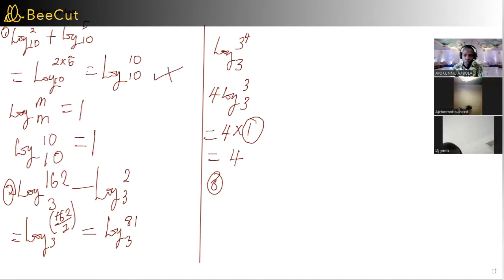Okay, very good. Going to look at another example now. Let's assume you have something like log 8 base 2 plus log 4 base 2. So what do you think this would be? Or what am I going to do?